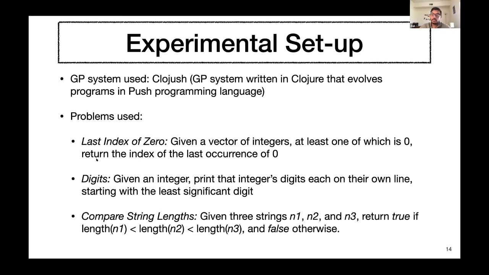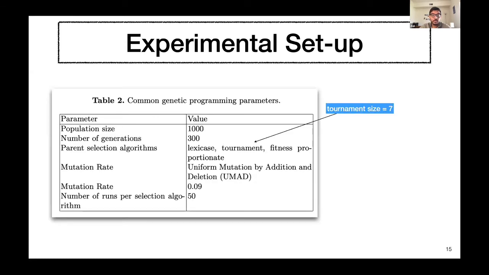All these problems are basically program synthesis problems. In digits, given an integer, we have to print the integer's digits each on their own line. And in compare string lengths, given 3 strings, we have to return true if the length of the first string is less than the length of the second string, which is less than the length of the third string.